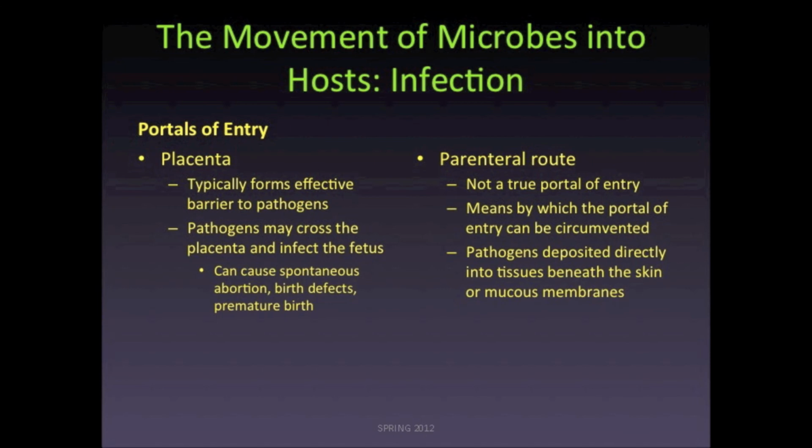The route known as the parenteral route is not a true portal of entry, but rather a way to bypass the other portals. Pathogens that enter via the parenteral route are deposited directly into the tissues beneath the skin. Pathogens may enter via the parenteral route in a variety of ways, including punctures, insect bites, stab wounds, surgical procedures, deep abrasions, and injections. The causative agents of tetanus, gangrene, malaria, African sleeping sickness, and Chagas disease are some of the pathogens that employ the parenteral route.